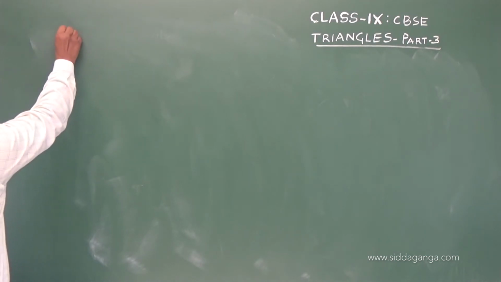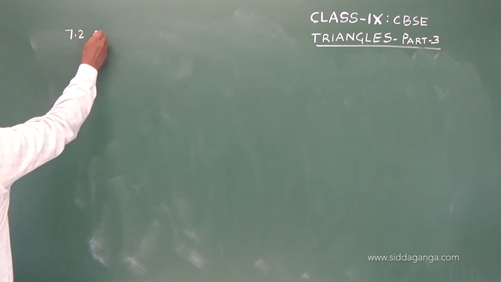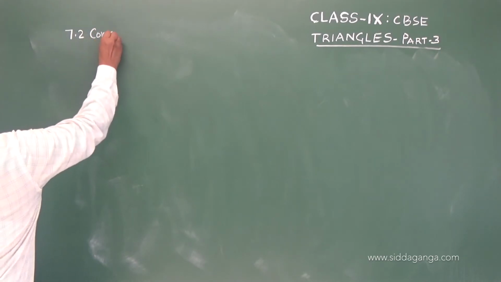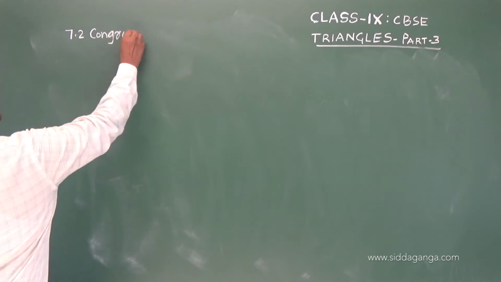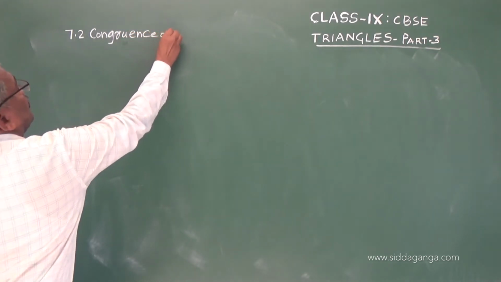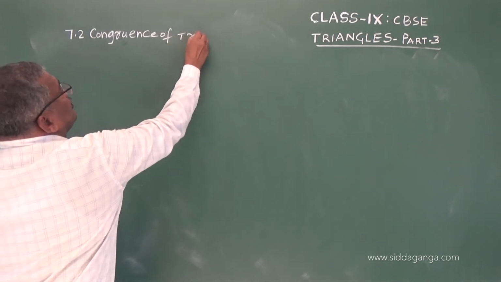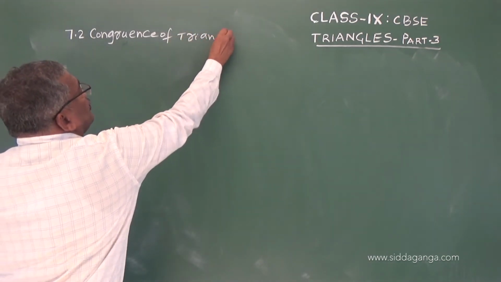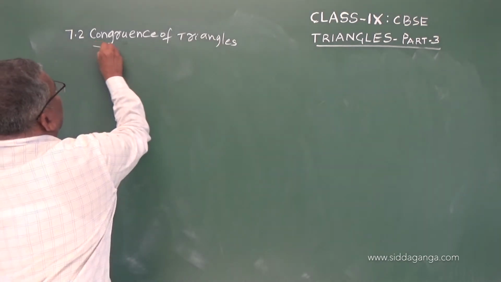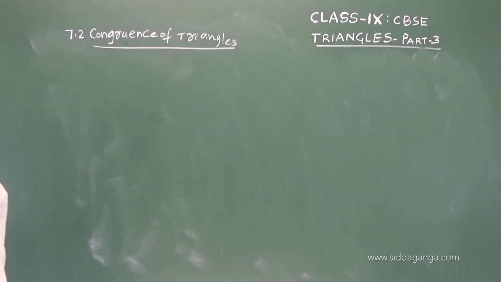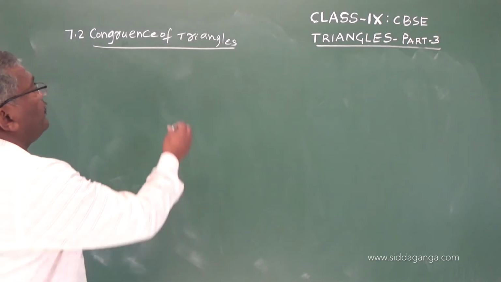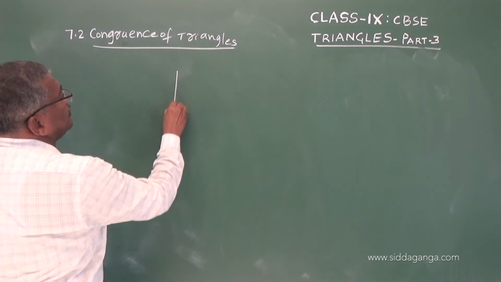So section 7.2 in your textbook, congruence of triangles. Congruence of triangles. See, observe these two figures.